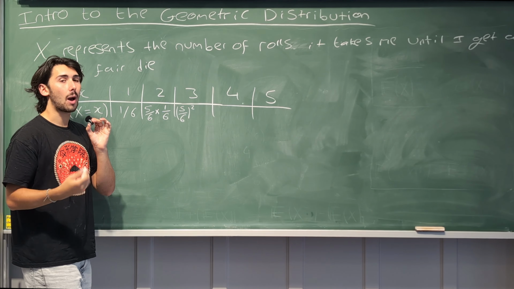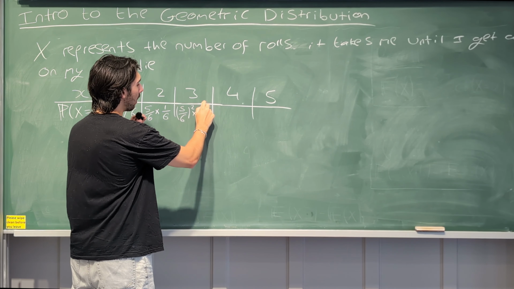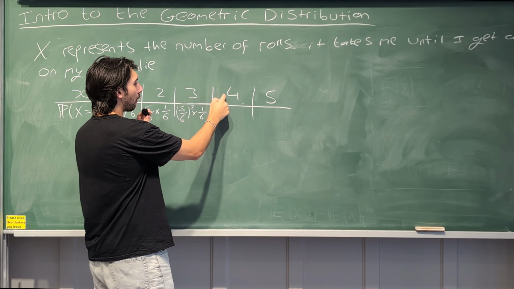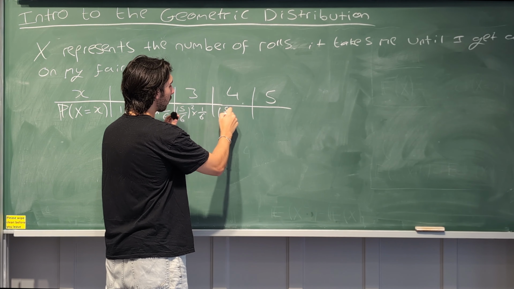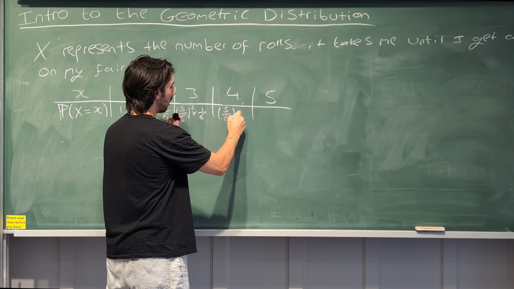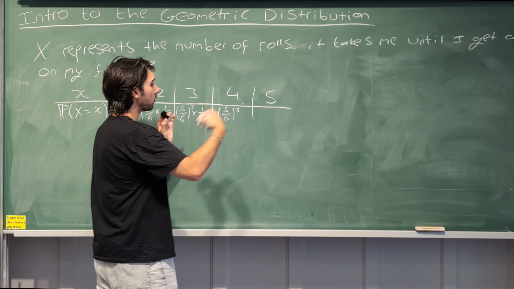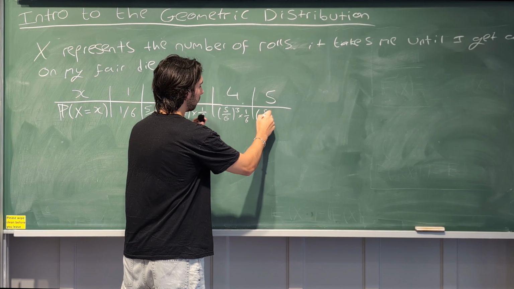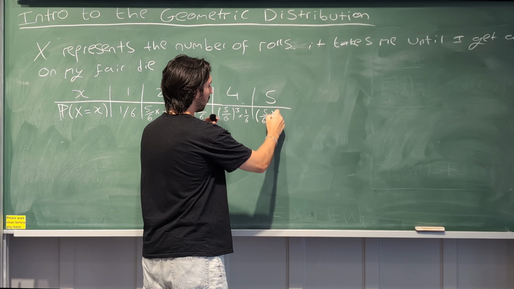And then I need to do that 1 in 6 thing of getting the number 5. And maybe you can see the pattern, but let's do one more. For 4, I need to not get a 5 3 times. So 5 in 6 cubed. And then I need to get it. So 1 in 6. Okay, and just for luck, we'll do one more.